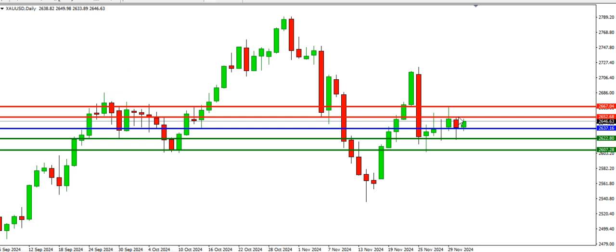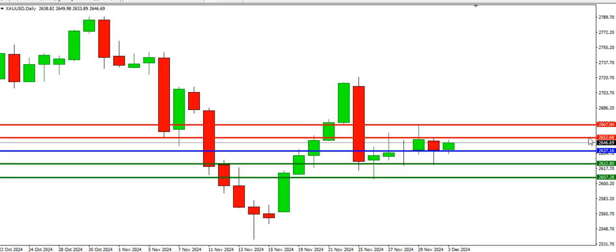The pivot for today, the 3rd of December 2024, is at 2637. That's where we have the pivot line. Now the first resistance is at 2652, while the second resistance is at 2667. The first support is at 2622, while the second support is at 2607.